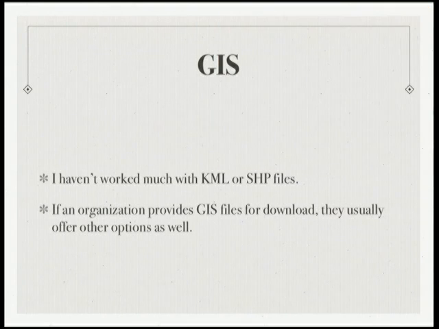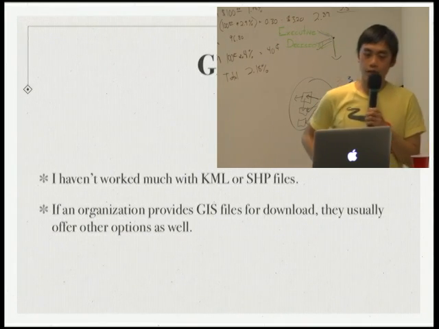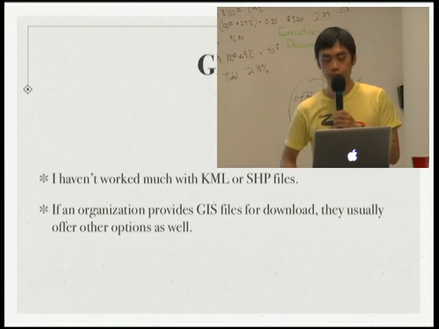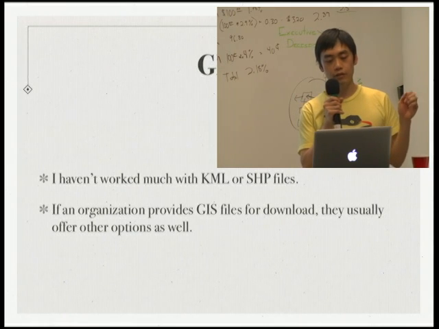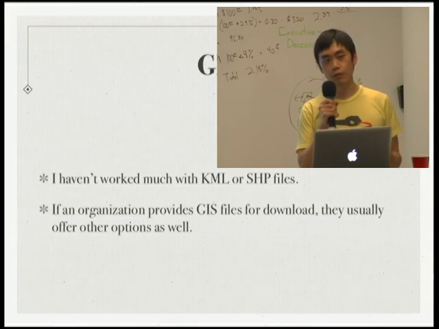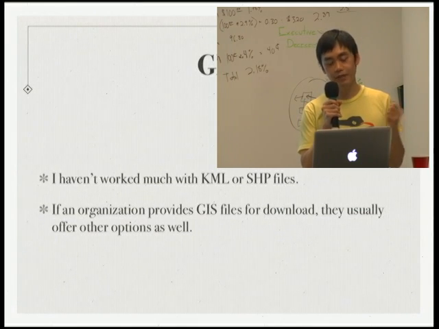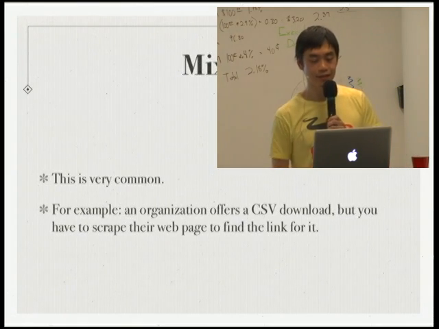So GIS, these are KML files and SHP files, used for mapping applications. Generally speaking, there are some organizations that provide these sorts of files, but if they do, they will always also provide CSV or some other more popular format. And if they don't, then it's an organization you should just stay away from.